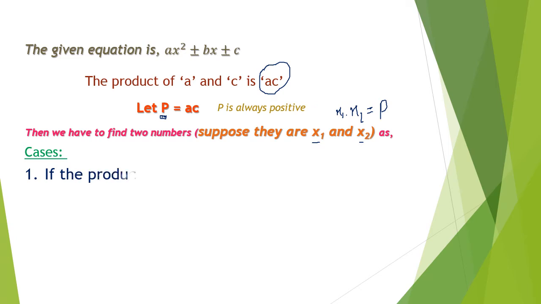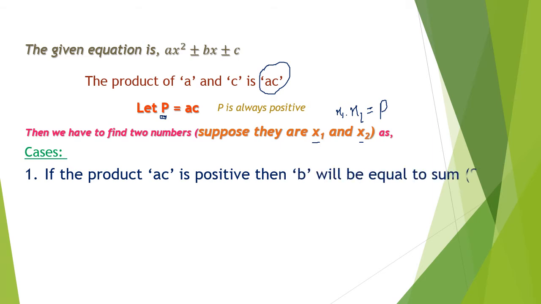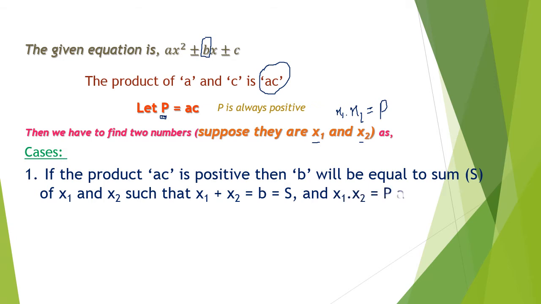One, if the product AC is positive. Just listen carefully. If the product AC is positive, then this value B will be equal to the sum S of x1 and x2. So B will be equal to the sum of two numbers. The two numbers are x1 and x2, such that x1 plus x2 is equal to B, which is S. And this S or this B always takes a positive sign. And the product x1 dot x2 will always be P and also positive. And we always consider the bigger number as x1 and the smaller number as x2.